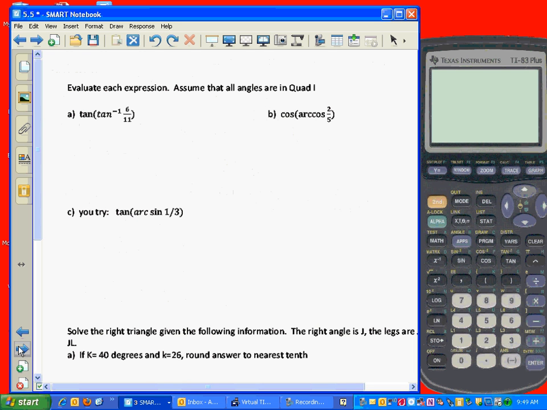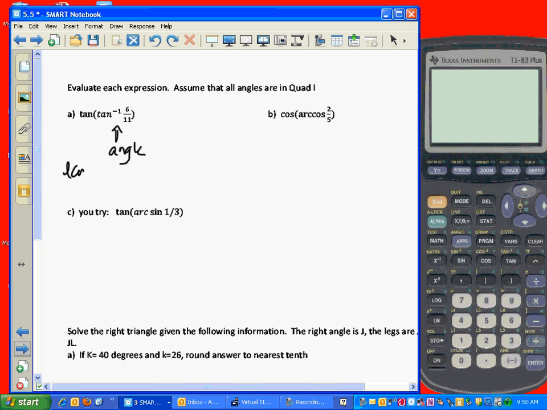All right, evaluate each. Assume that the angles are in quadrant 1. So I'm just leaving you in quadrant 1 right now. Work from the inside out. What is this giving me? The arc tangent of 6/11. That answer is a what? Is it a side or an angle? The inverse always gives me a what? An angle measure. So this is an angle measure.